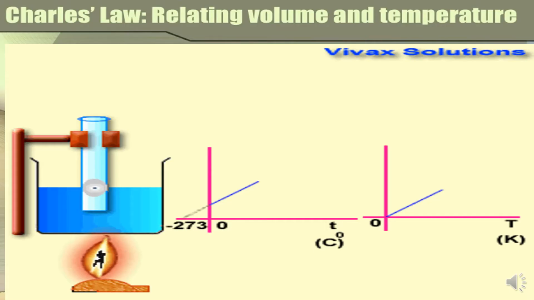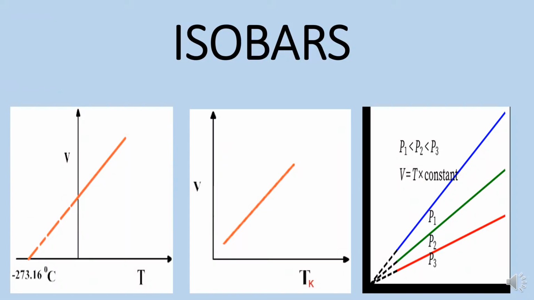Here you can see that if we heat a particular fixed amount of gas at a fixed pressure, then the volume of the gas increases, because at high temperature particles start moving faster, and when they move faster they will occupy a larger volume. And the curves obtained for volume and temperature for Charles' law are called isobars, as pressure remains constant in these curves. That is why they are called isobars.